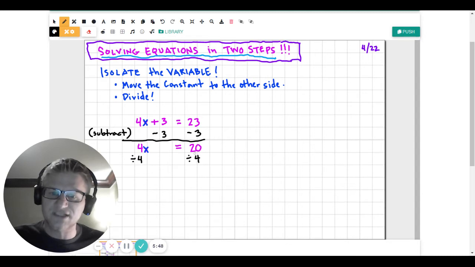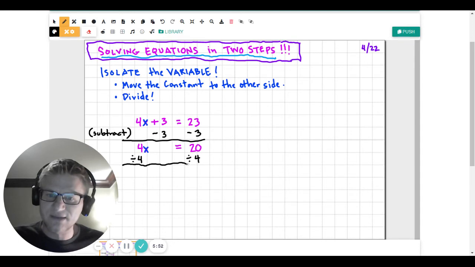Because remember, an equation, just like when you work with fractions, means to keep it in balance. If we do it on one side, we do it on the other. So now we rewrite the problem, and 4x divided by 4 would give me just 1x. This would just be x. And I could say 1x, that's fine too. 1x equals 20 divided by 4, which gives me 5. So then this answer is x equals 5.